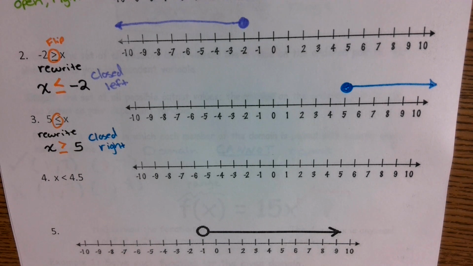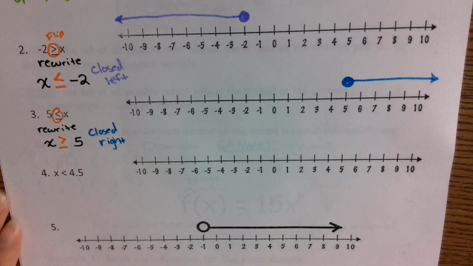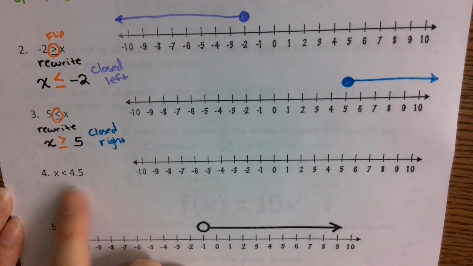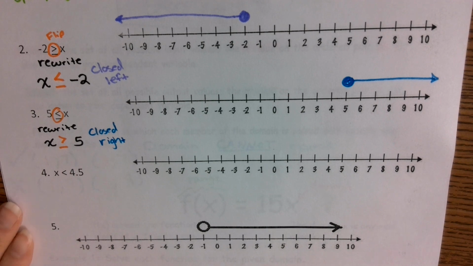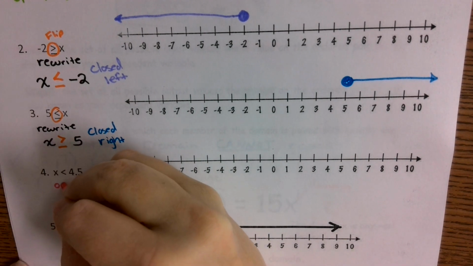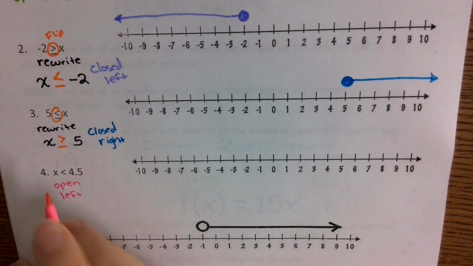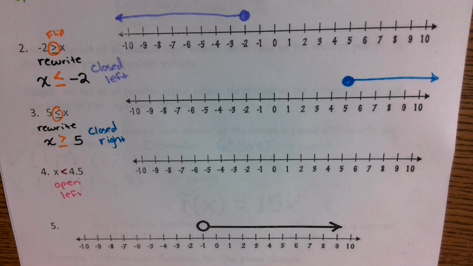Okay, for problem number 4, do I need to do a rewrite? No, don't need to do a rewrite at all. So now I'm just going to look at it. Is it open or closed? Open. Is it going to be left or right? Left. So it is an open circle, and it's going to go to the left based off of the inequality symbol being a less than symbol.